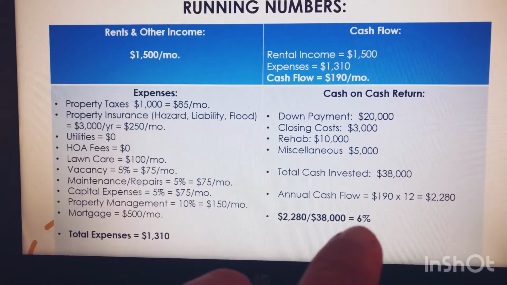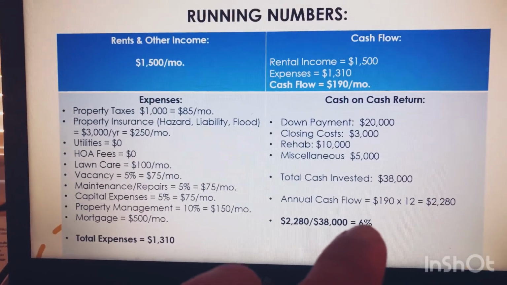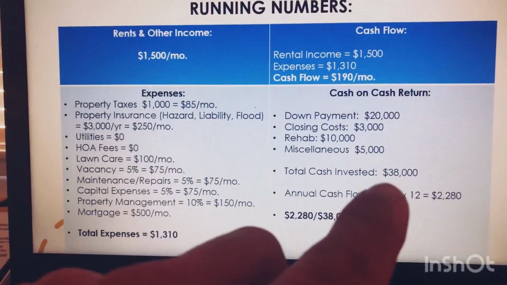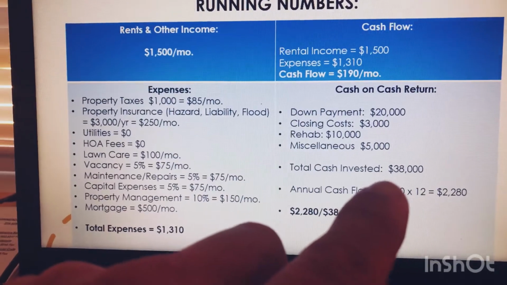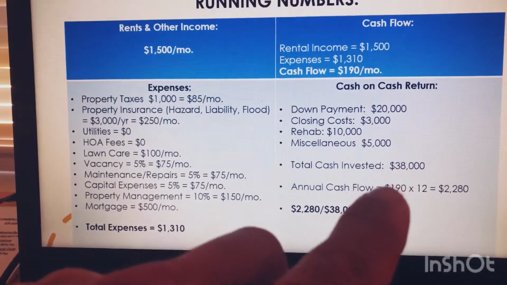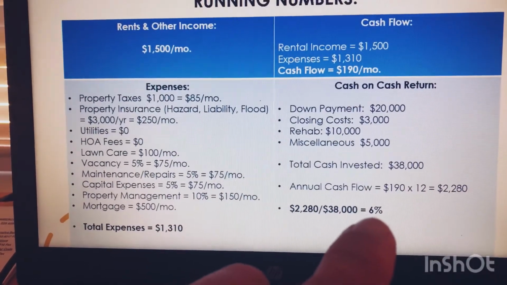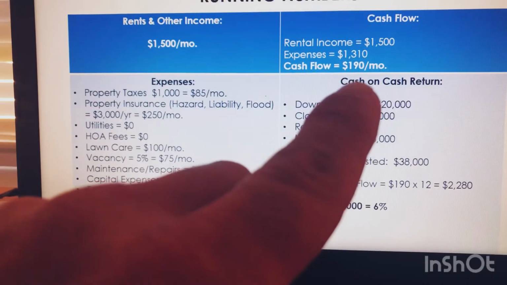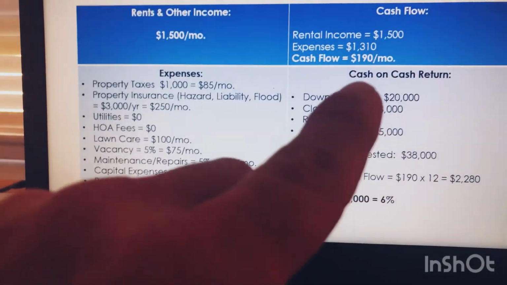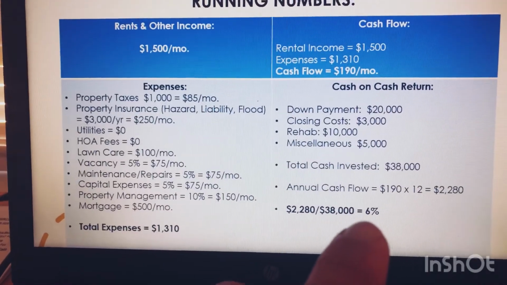But why is this important? It's important because this shows you how much of your cash is getting returned. When you take this $38,000, you want to know, if I'm only getting a 6% return on it, maybe I want to look at another property that's going to get me a higher cash on cash return, but still give me the same amount of cash flow. Or maybe it'll give me a little bit less cash flow, but my cash on cash return will be much higher.